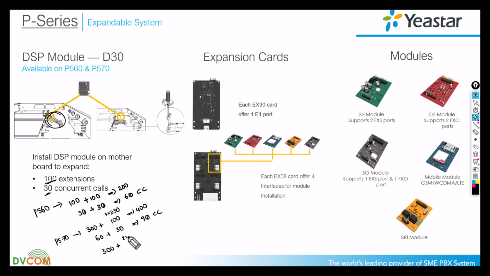For example, if I add 2 D30s, D is nothing but a DSP module, guys. If you add 2 D30, it's going to give you an extra 200 extensions, so that you can go 300 plus 200, you can increase to 500 extensions or 500 users. And by default it's going to support 60 concurrent calls. So the moment you add 2 D30s, it's going to give an extra 60 concurrent calls. So a maximum of 120 concurrent calls you can proceed with. So that's the beauty of your P570, guys. You can choose according to your requirement.